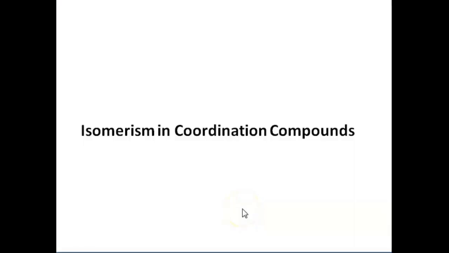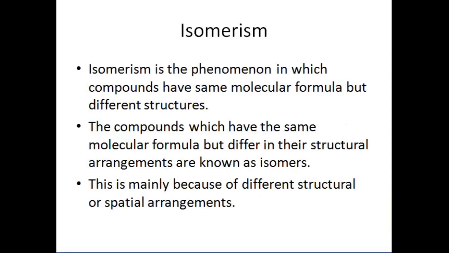Isomerism in coordination compounds. In order to understand the different isomerism in coordination compounds, we should understand the term isomerism. Isomerism is the phenomenon in which compounds have the same molecular formula but different structures. The compounds which have the same molecular formula but differ in their structural arrangement are known as isomers. And this is mainly because of different structural or spatial arrangements.